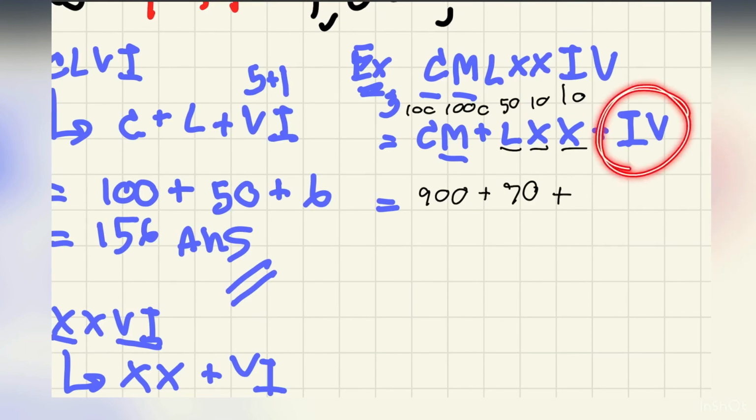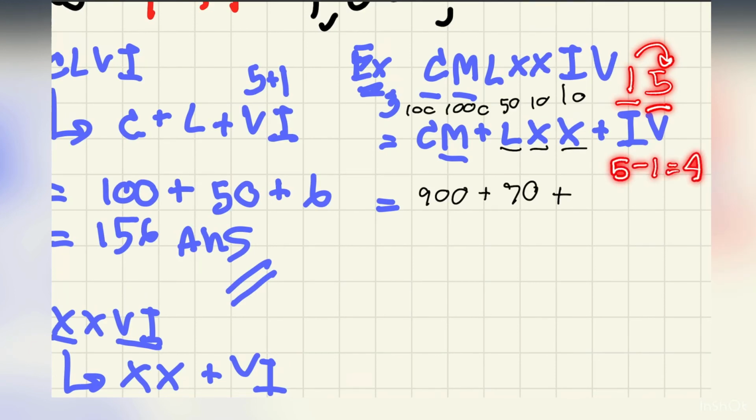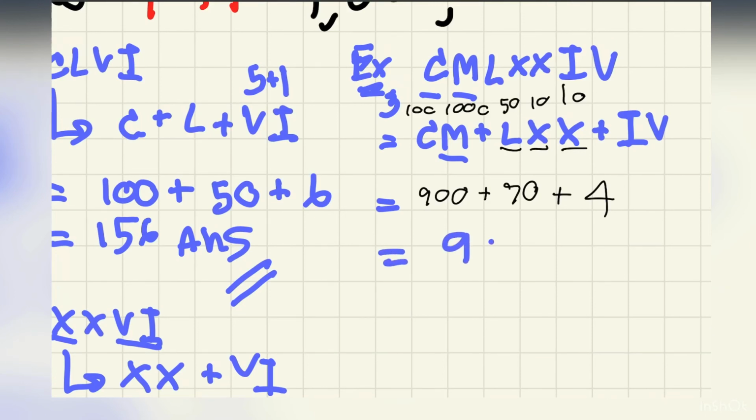Now we will determine this group of numbers, 5 and 1. 5 is greater than 1, but it's at the back of 1. That means they are subtracting. 5 minus 1 equals 4. So this place value would equal 4. Now the answer would be 974. So this is the hard example.